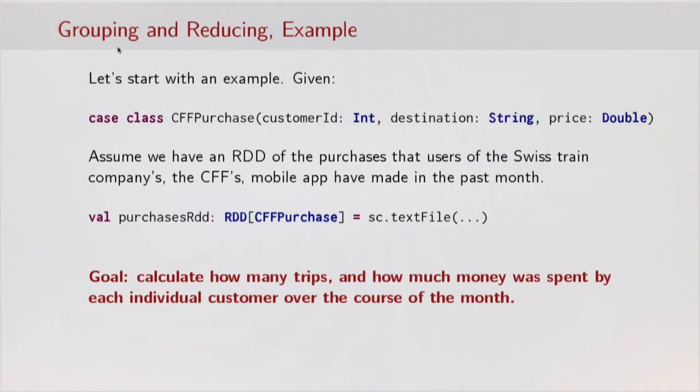Let's try to better understand what's really happening when we do operations like group by key. As usual, we'll look at an example to help clarify. Let's assume we have a case class called CFF purchase, which contains 3 fields: an integer for the customer ID, a string for the destination city, and a double representing the price of the ticket that's been purchased as a part of this CFF purchase. And remember, the CFF is the Swiss train company. Assuming that we have an RDD that's full of purchases made in the past month, let's try to calculate how many trips and how much money was spent by each individual customer over that last 1 month period.